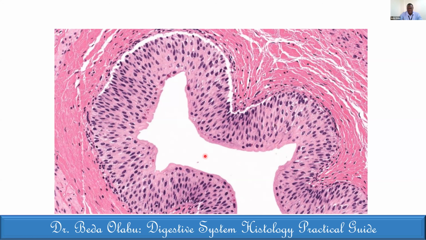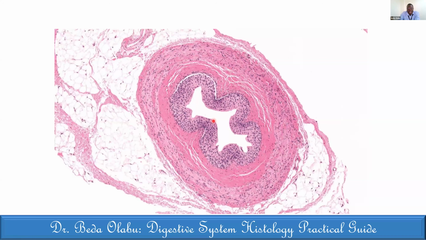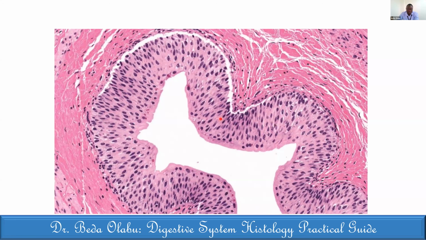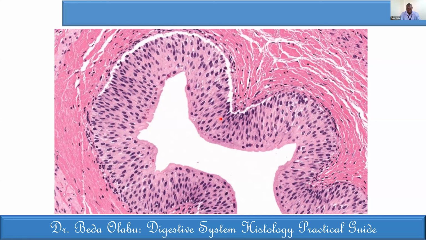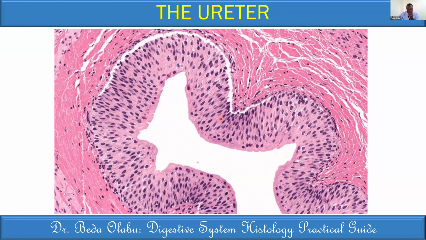In the context of it being transitional epithelium with this kind of a lumen, almost star-shaped, this is definitely ureter, as Brian mentioned. So this is not alimentary canal. Again, we've seen why it cannot be alimentary canal.